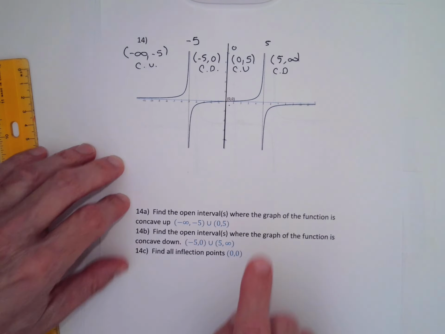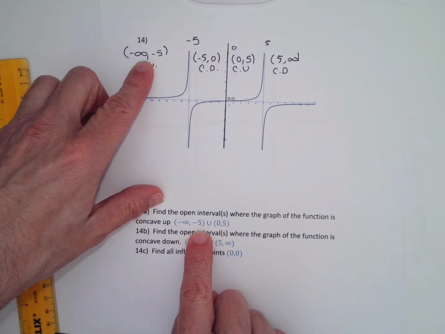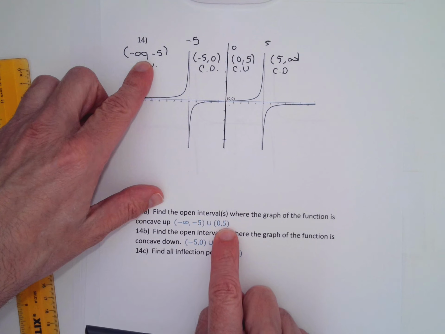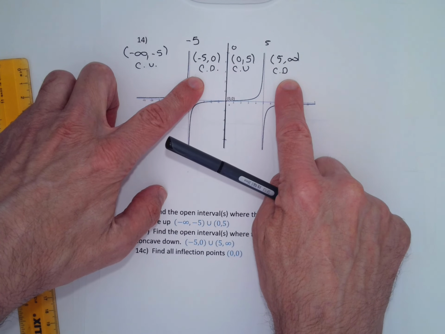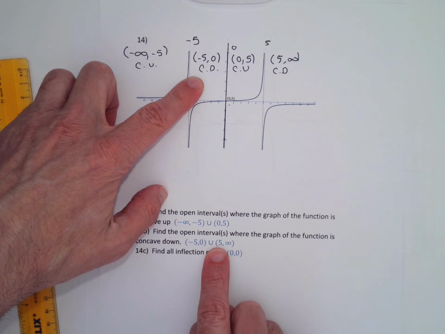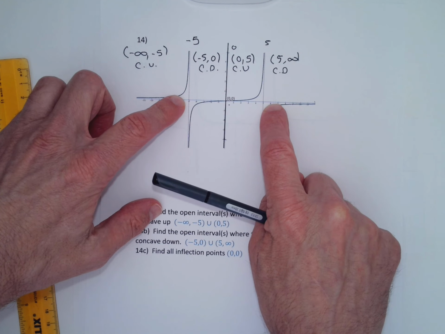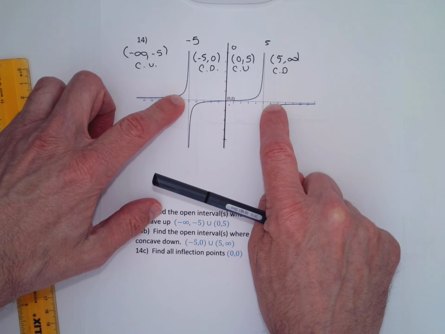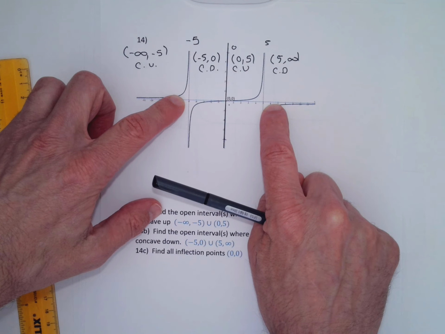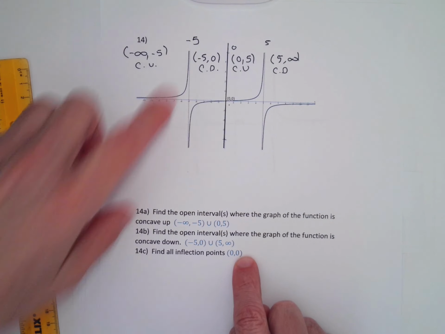So if I take these answers, the interval from negative infinity to negative 5 and the interval from 0 to 5, put it in the concave up. The interval from negative 5 to 0 and 5 to infinity, put it in concave down. At negative 5 and positive 5, the graph isn't continuous. It has asymptotes there. I don't get inflection points because there's no point on the graph with an x-coordinate of 5 nor negative 5. But I do have an inflection point at 0, 0.